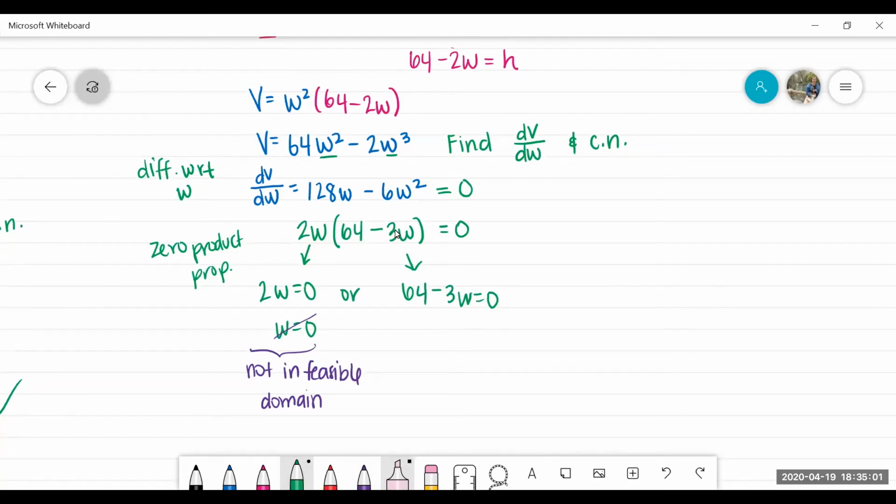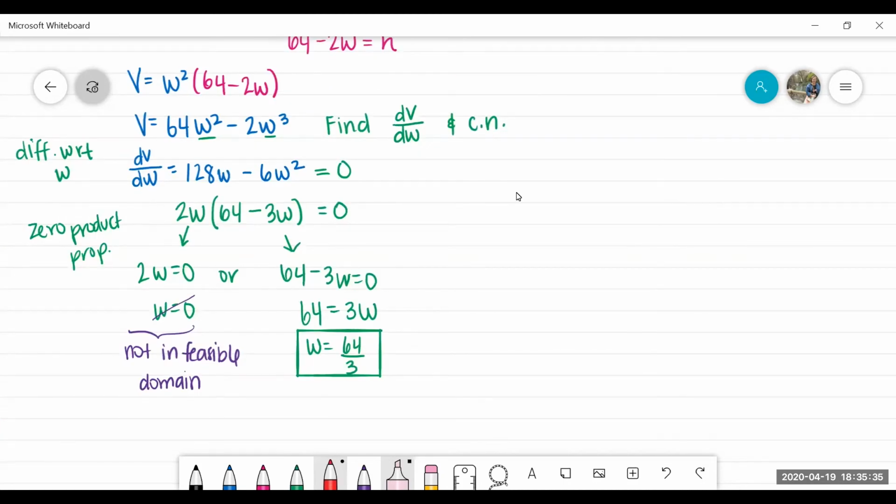If we keep solving this, we get 64 is equal to 3w. And this isn't going to go in evenly, but that's okay. So we get w is 64 over 3. So this is our claim. We are claiming that this is going to give us the maximum volume that we can have. So let's test it. This is our first derivative, so we've got dV/dw equals 128w minus 6w squared.